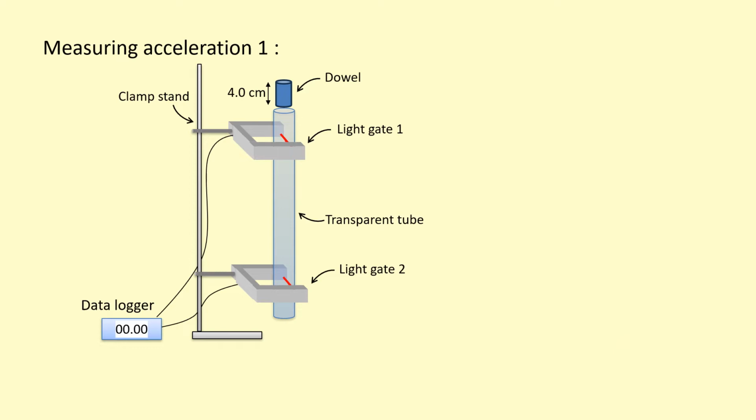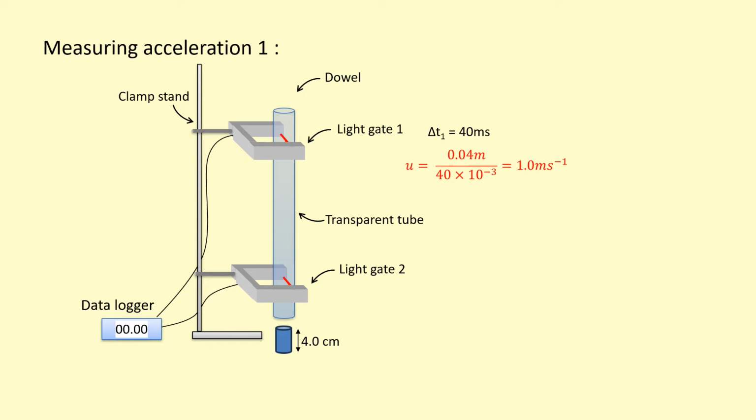Light gates can also be used to measure acceleration. In this case, I'm going to try to find the acceleration due to gravity. I have this dowel here, which is 4 centimeters long, and I would measure that using a ruler. I'm going to let it accelerate between those two light gates like so, and the data logger can be set to give me the time it took for the dowel to pass through each light gate. For the first light gate, let's say it took 40 milliseconds. So the length of the dowel, 4 centimeters, divided by the time gives me the speed, 1 meter per second.